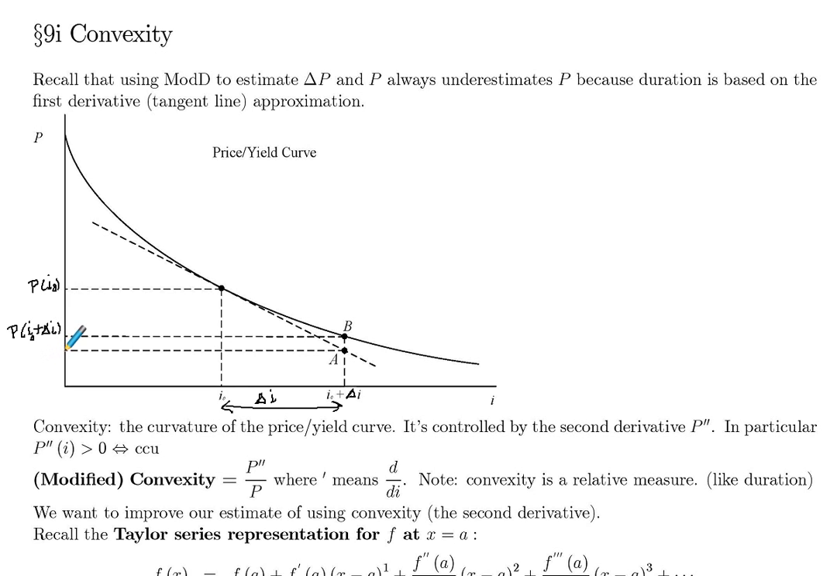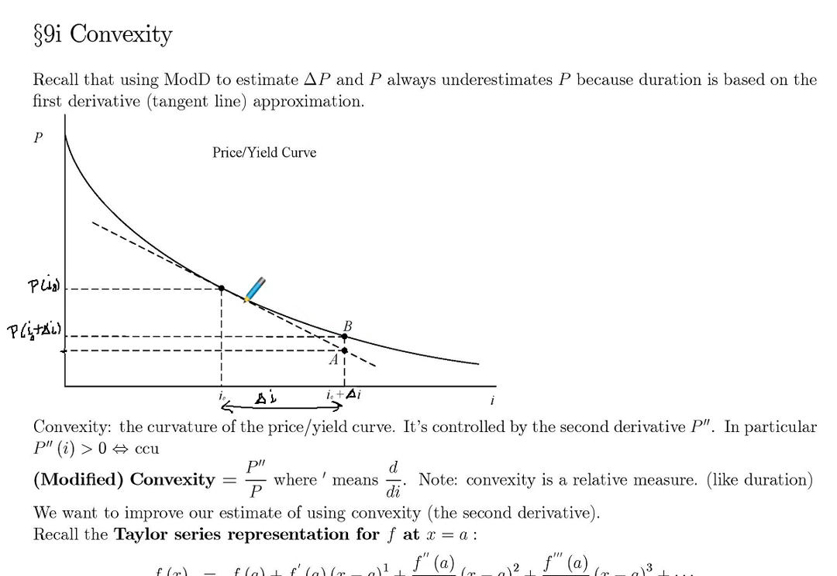So notice that this value here is strictly less than the actual value P at I0 plus delta I. And that's because the tangent line, no matter where you put it along this curve, is always below the curve. So whether you've got a positive or a negative change in interest rate, when you use the tangent line to approximate, you're always going to get a value that's less than the actual value. And in fact, the farther you get away from the point of tangency, the more your estimate is going to be below the actual value.